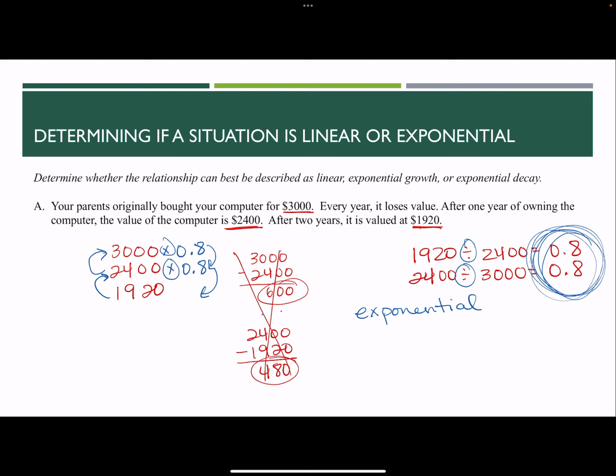And then I'm going to pay attention: are these values decreasing or increasing? 3,000 to 2,400 to 1920. They're decreasing. So this is going to be exponential decay. And if I ask you why is it exponential decay, or how do you know? You're going to say because the pattern is that I can multiply the values by 0.8 every time, and these values are going down or decreasing.